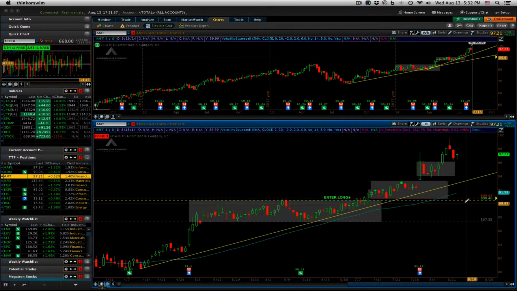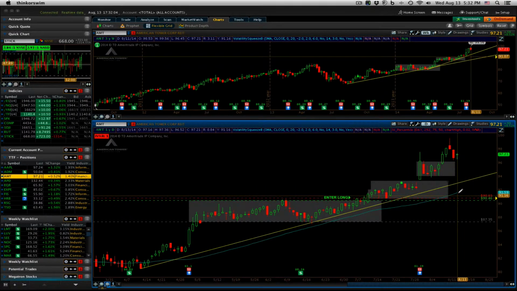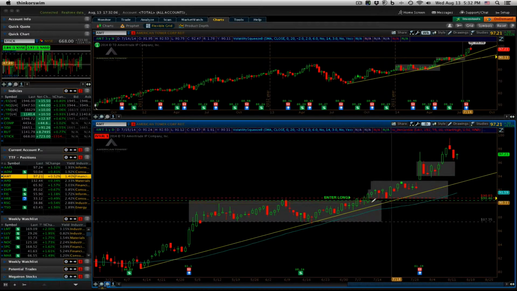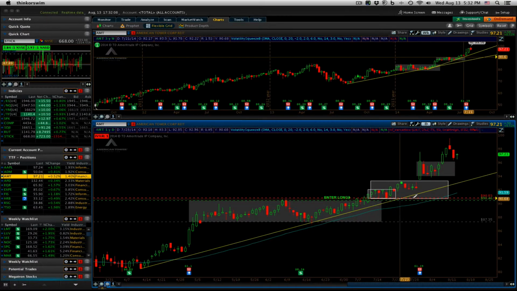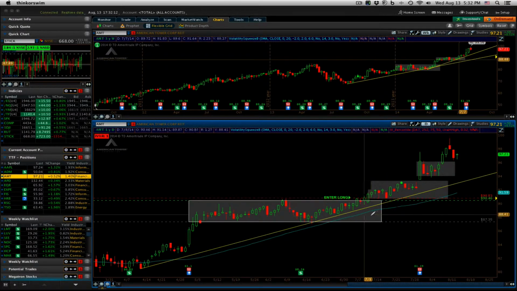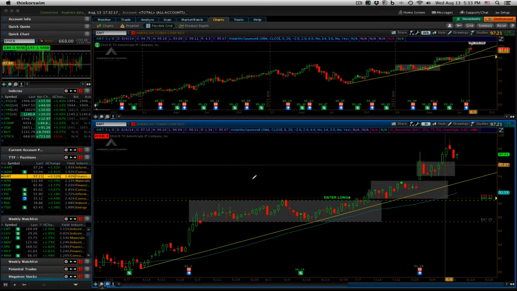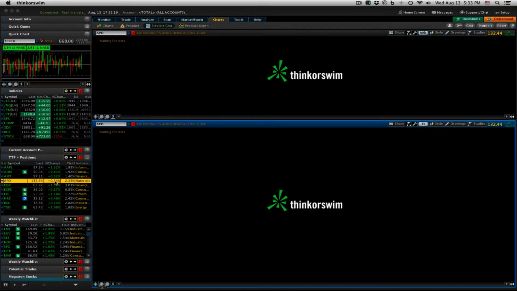So stop is 90.83. I think our next stop level could be this 92.20, but again, we would have to see that 50-day moving average catch up. But right now, we're pretty much locked in. Or not locked in, but our stop level is above where we entered. So right now we have some good gains in American Tower.